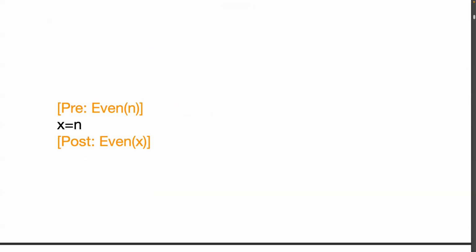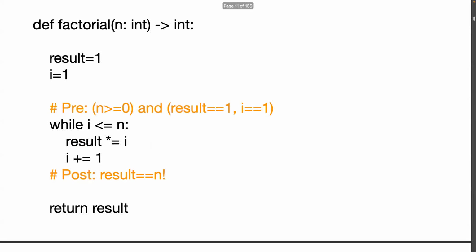So here's an assignment command, and notice that things are kind of backwards. In the precondition, you don't know X, it may or may not be initialized, and you can't say anything about X. But if N is even and you assign N to X, then you know the postcondition is that X will become even, whatever it might have been before. So that's the preconditions and postconditions.